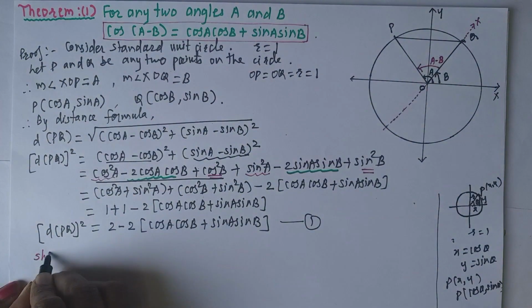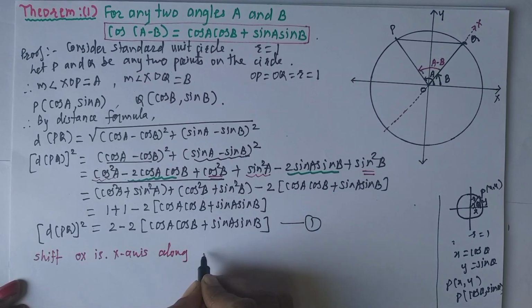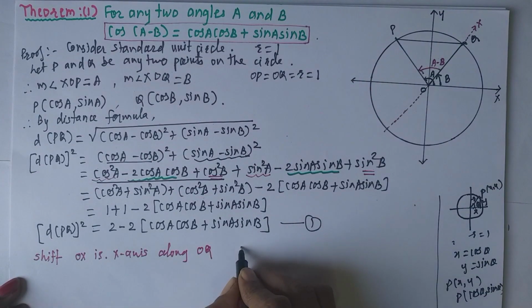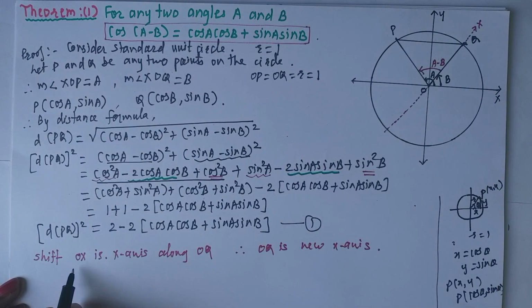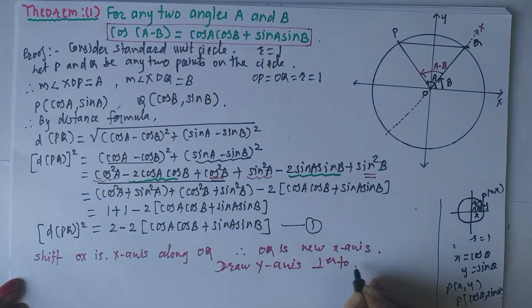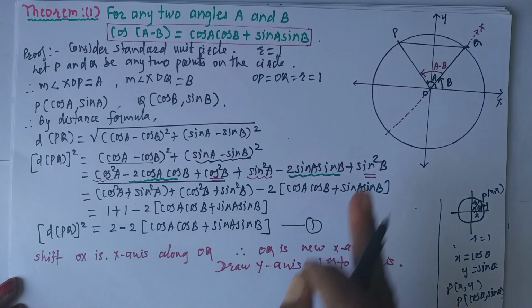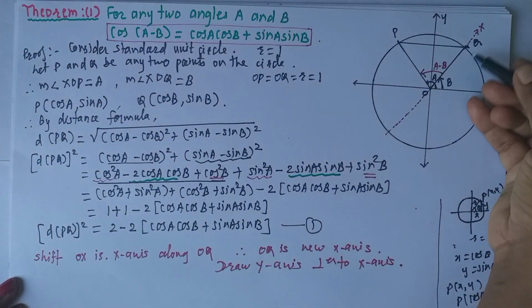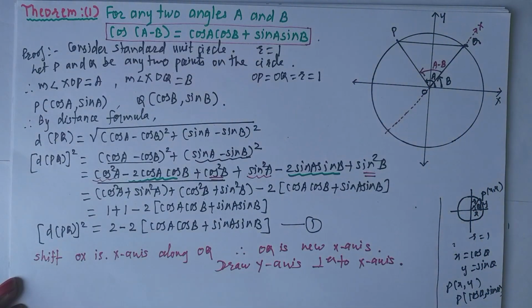You write down: shift OX, that is the x-axis, along OQ. Therefore, OQ is the new x-axis. And you draw the y-axis perpendicular to the x-axis. Here in the diagram, I am not drawing the y-axis. You only imagine that there is a y-axis perpendicular to this new axis in this way.